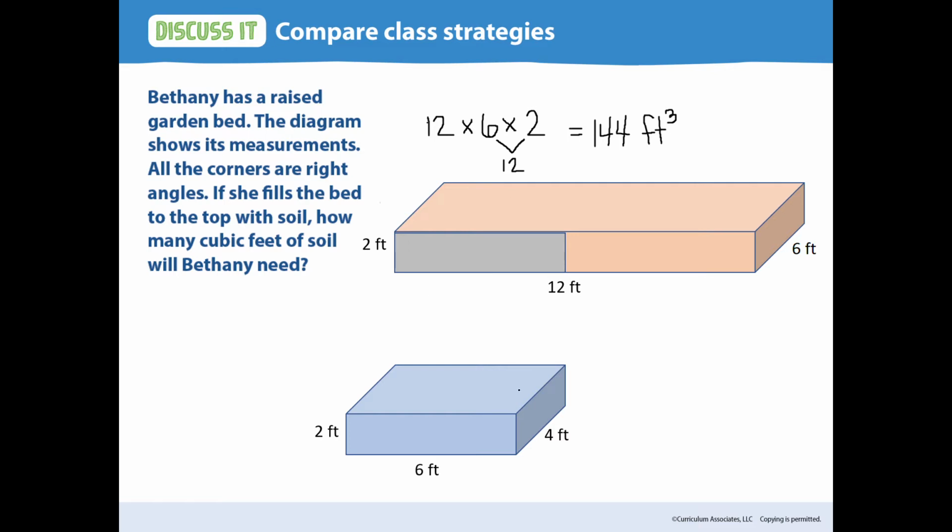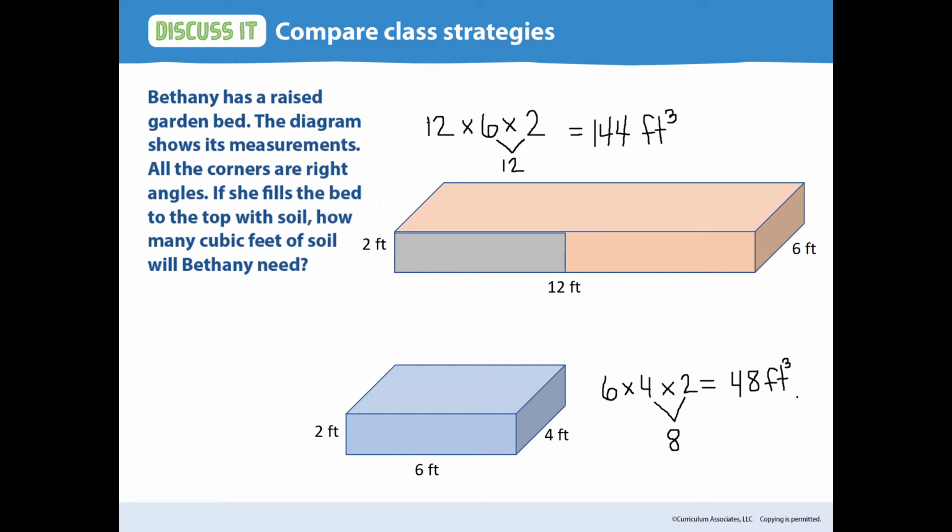Now let's find the volume of the other section. We have a length of 6, a width of 4, and a height of 2. So we are going to multiply 6 times 4 times 2. Okay, and I'm going to choose to multiply 4 times 2 first. 4 times 2 is 8, and 6 times 8 is 48. So the blue section is 48 cubic feet.